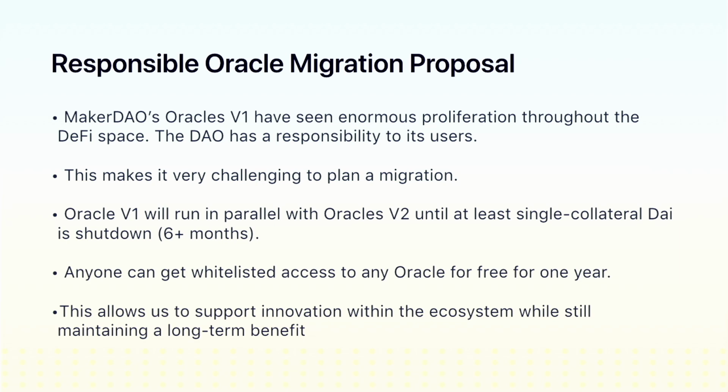So even though MCD launched back in November and Oracles v2 launched with it, we're still running Oracles v1 in parallel. We know of tons of organizations that are still on v1 that have come up to us and told us, but there are probably dozens more that we have no idea about. So this was a proposal that MKR governance passed, that we would keep v1 and v2 running in parallel for at least 6 months, to give everyone running on v1 time to migrate over to Oracles v2.